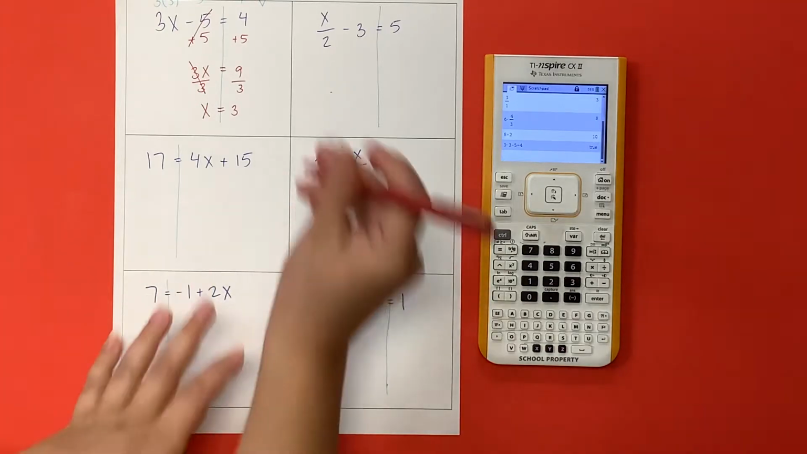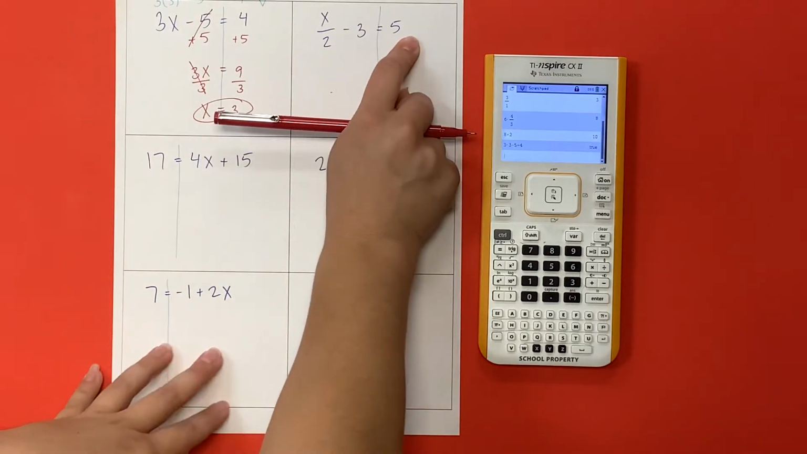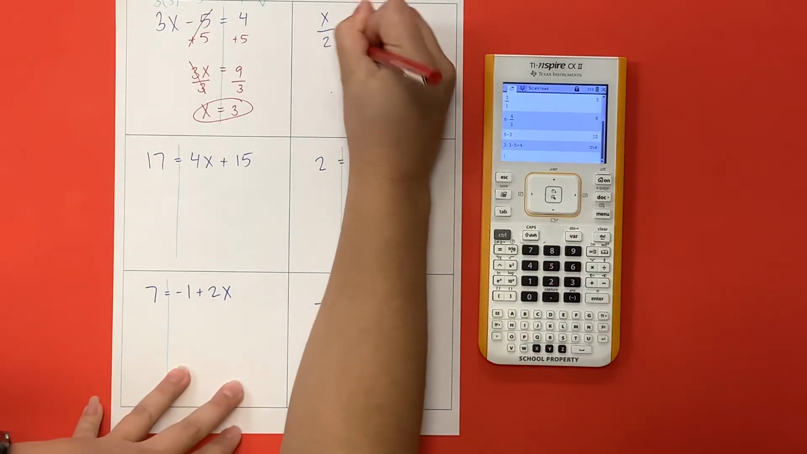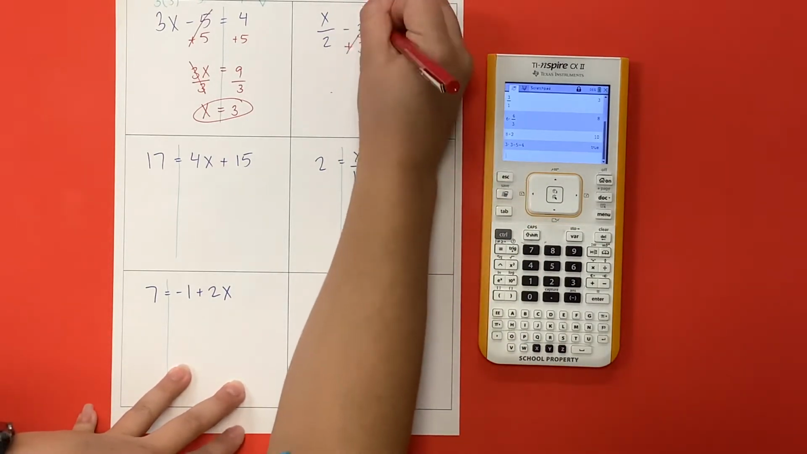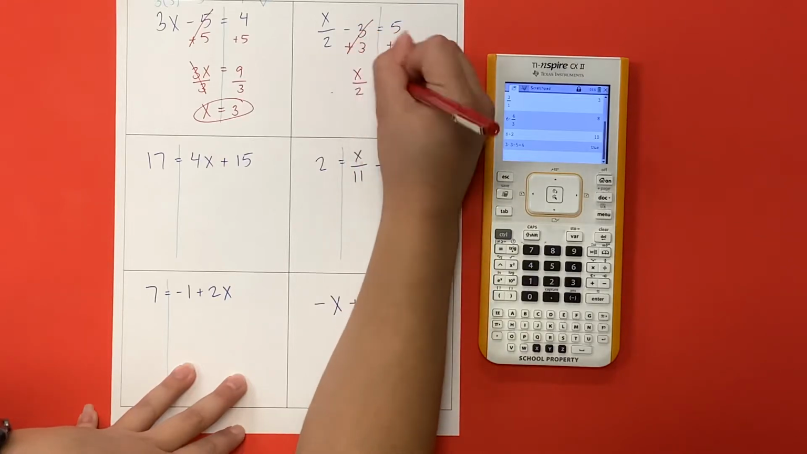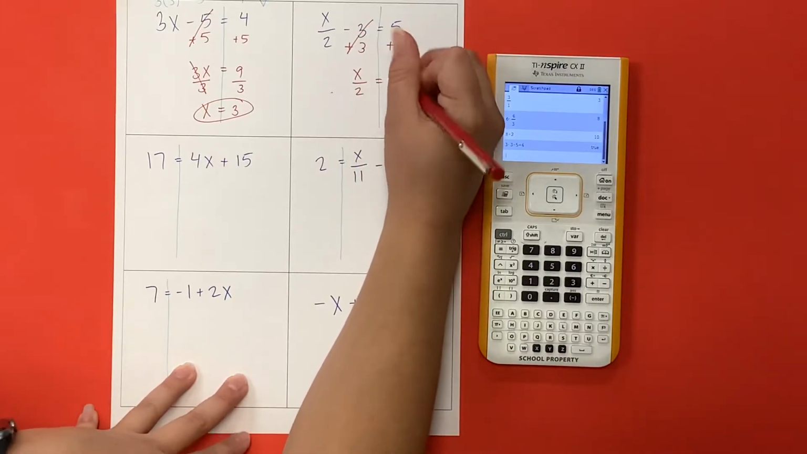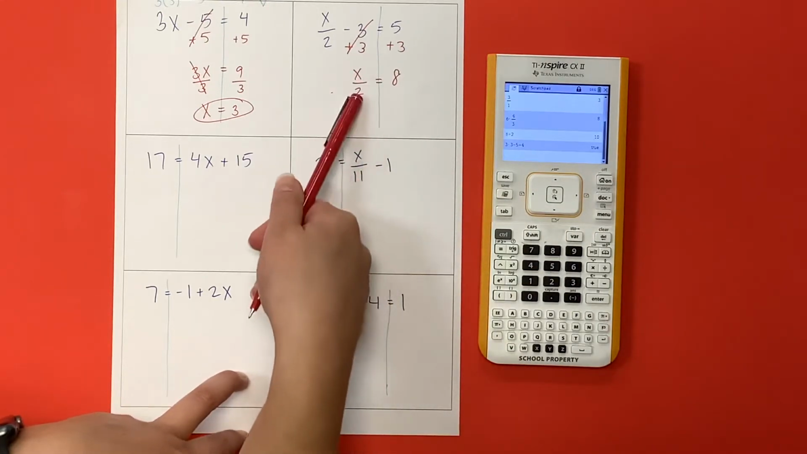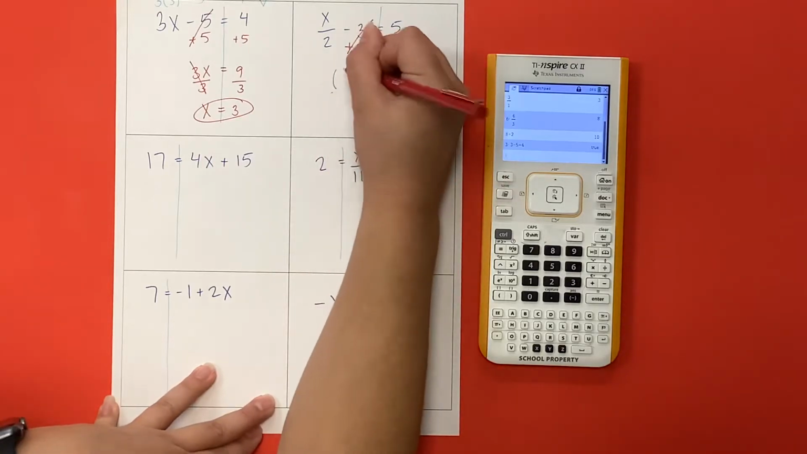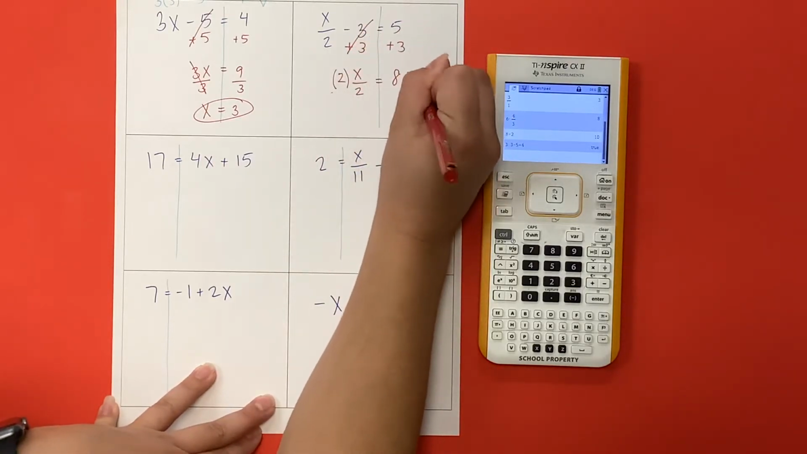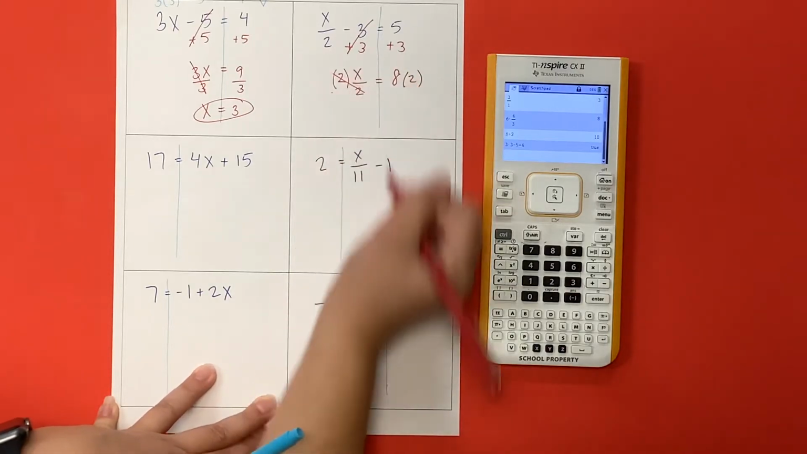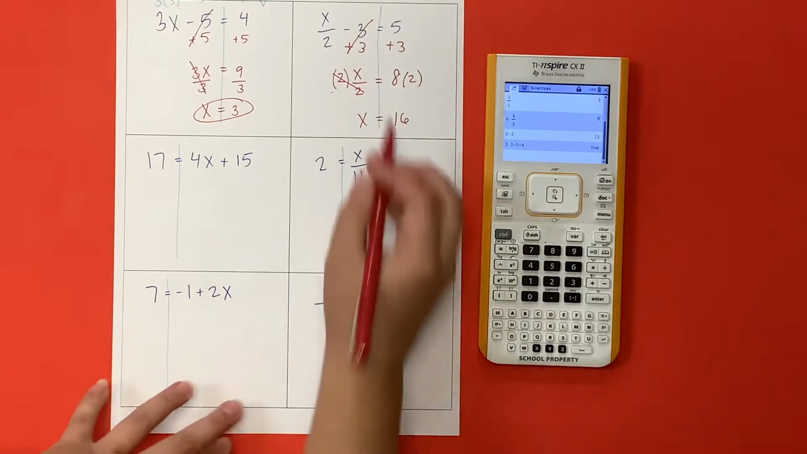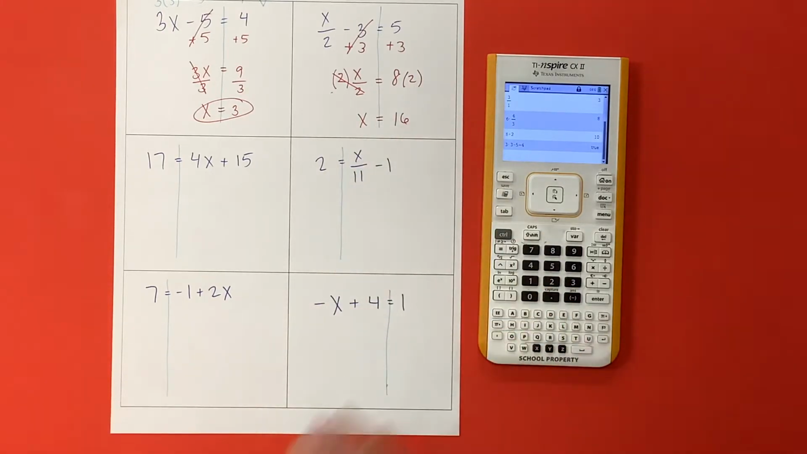Good job, guys. All right, so next one, we have this equation. Remember, we start with the addition and subtraction first. So let's add this 3 to both sides. That cancels out. We are left with x divided by 2, or x over 2. 5 plus 3 is 8. The opposite of a division problem, which is what we have here, is multiplication. So if I multiply this side by 2 and this side by 2, those will cancel out, and I'm left with x equals 16. 8 times 2 is 16. If you have to use your calculator for that, go ahead.